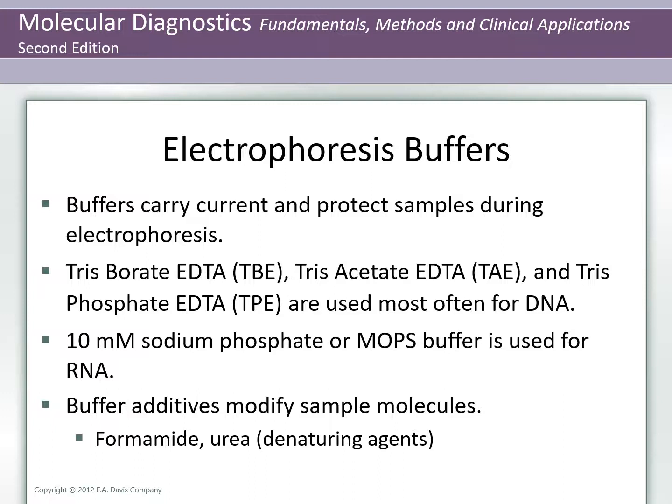Buffer additives are used to modify the sample molecules. Such additives are formaldehyde or urea. These are denaturing agents, typically used with RNA electrophoresis.